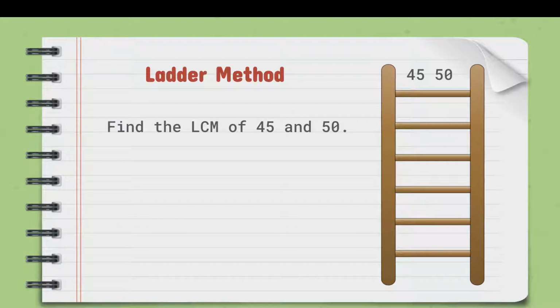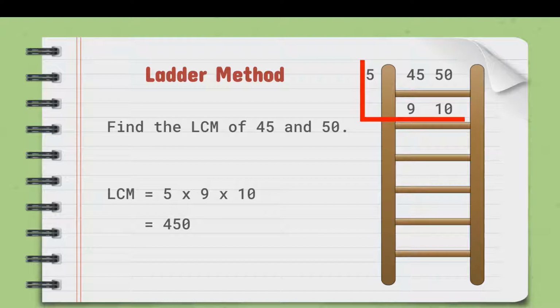After you find out that the common factor is 5, you just divide both numbers and write the quotients right below. 9 and 10 are not prime numbers, but you should stop here because there are no more common factors that we can divide these two numbers. What should we do now? You multiply all the numbers that are on the outer side of the ladder, including the 9 and 10. Think of it as drawing an L and multiplying all the numbers that are on the way. So, the LCM of 45 and 50 is 450.